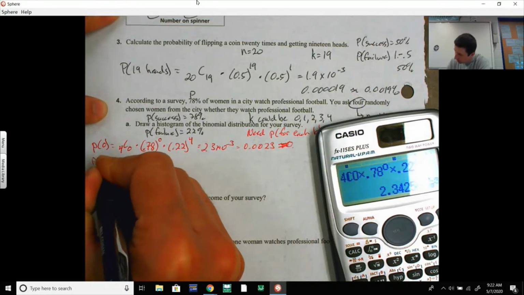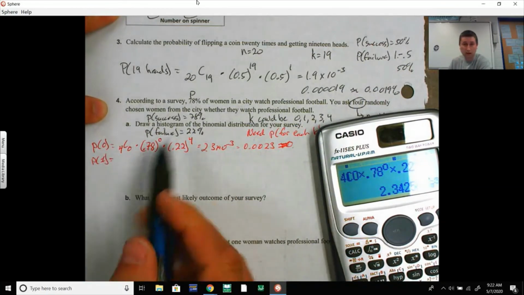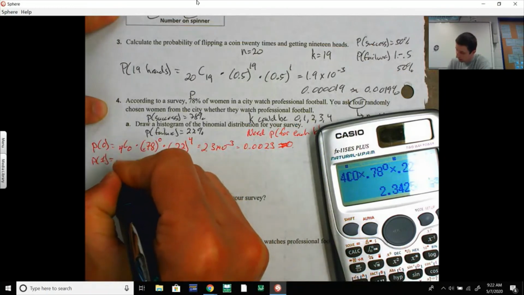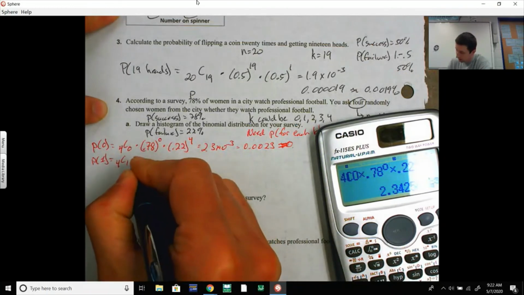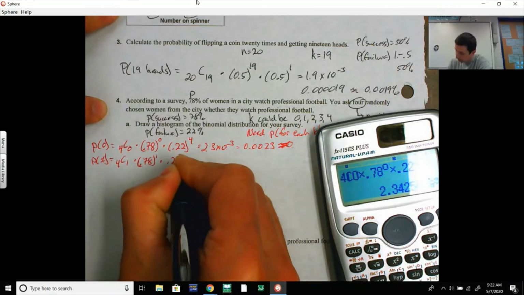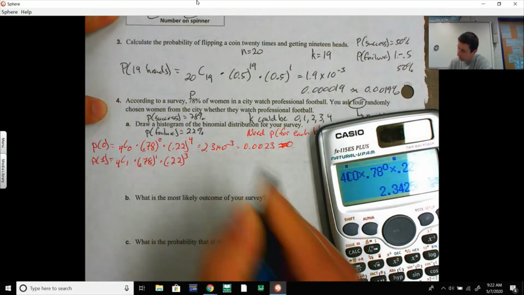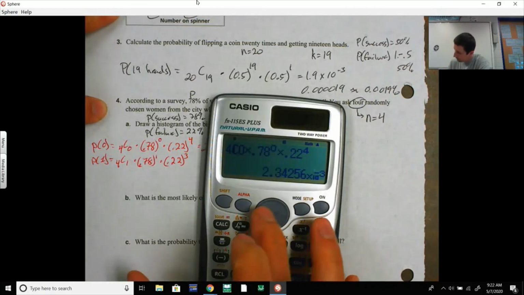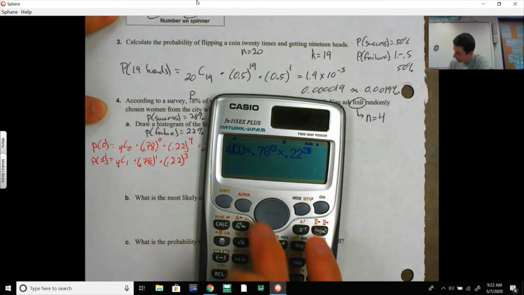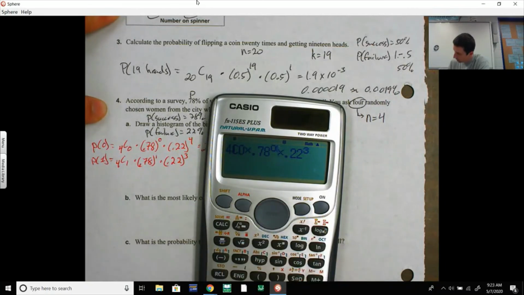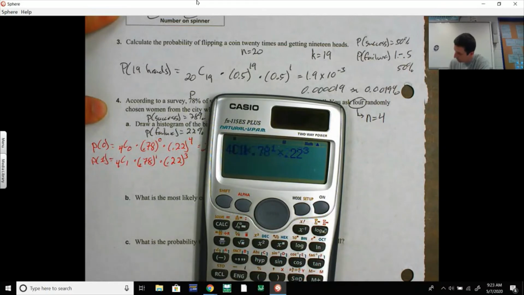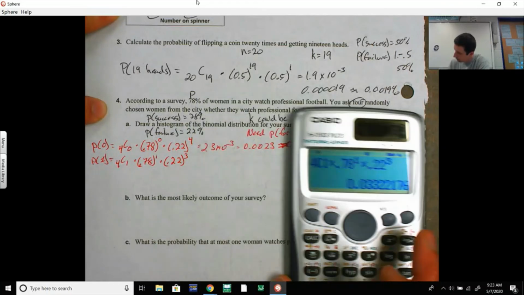What's the probability of 1 success? So probability of getting 1 of the 4 that watch professional football. So we have 4, and we're choosing 1. Now we want 0.78 to the 1st power, because we want 1 success and we want 3 failures. So I want 3 failures, I want 1 success, and we're going to choose 1. That's 0.03.